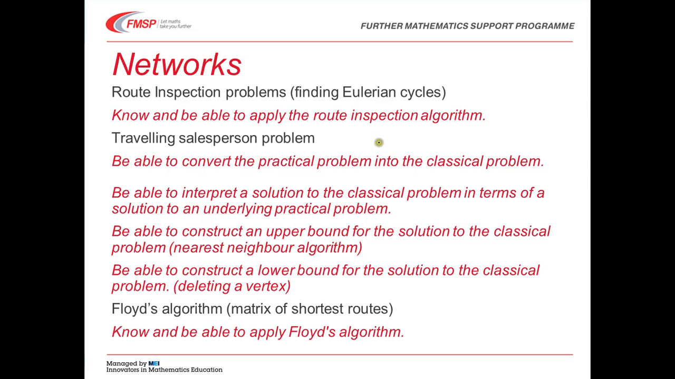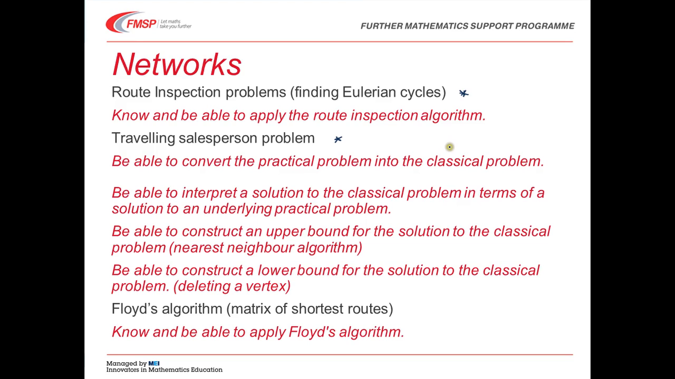Today's topic is going to be networks, and so let's have a look first of all at what you need to know. You need to be able to solve route inspection problems. Those are the ones where you have to travel along every edge at least once and return to the starting point, in other words to find an Eulerian cycle. You have to know how to solve travelling salesperson problems, and travelling salesperson is the one where you visit every vertex and return to the starting point.